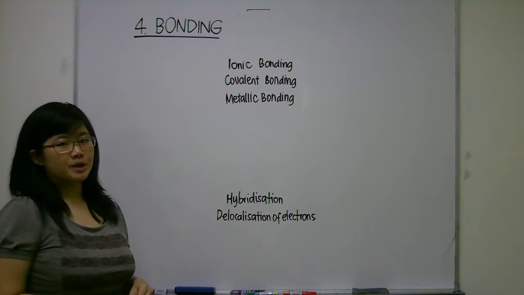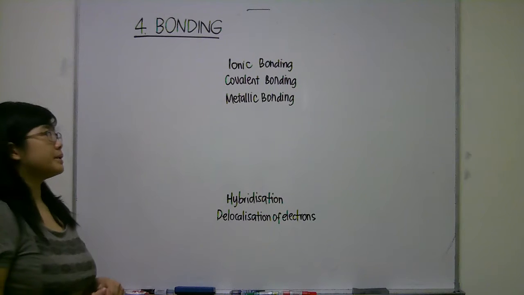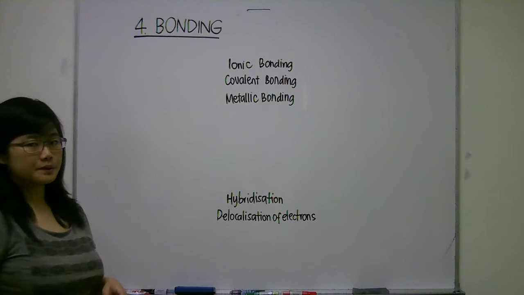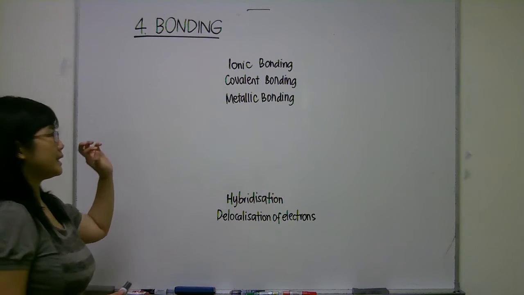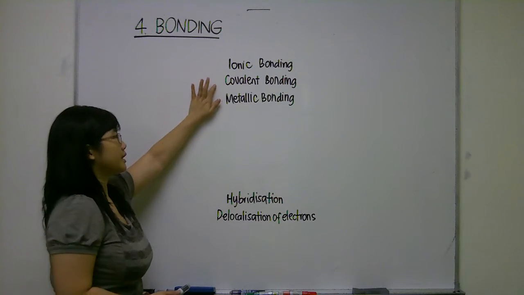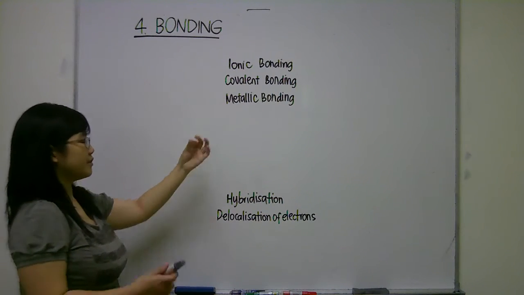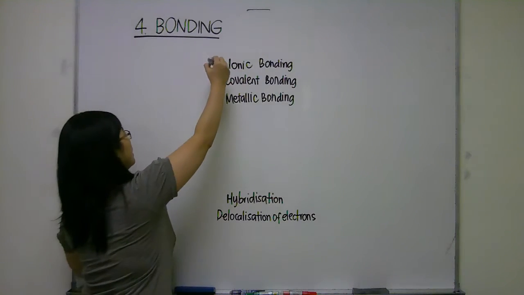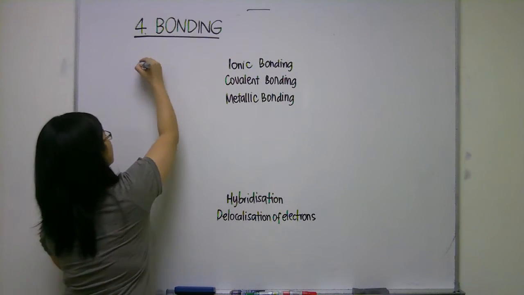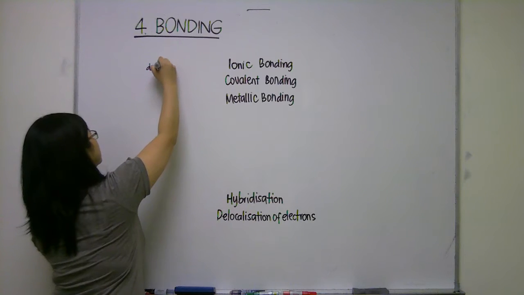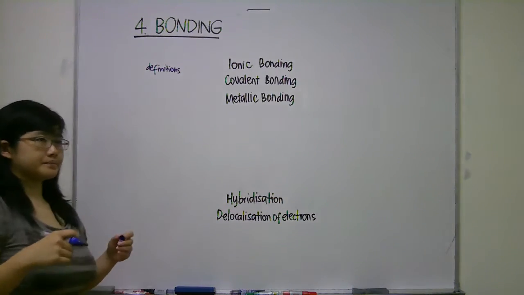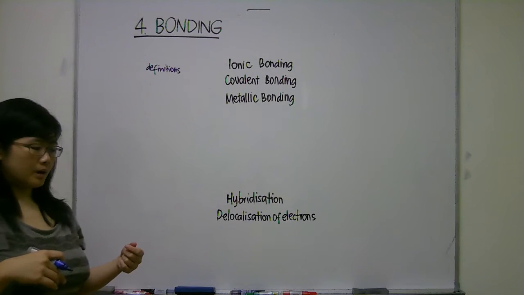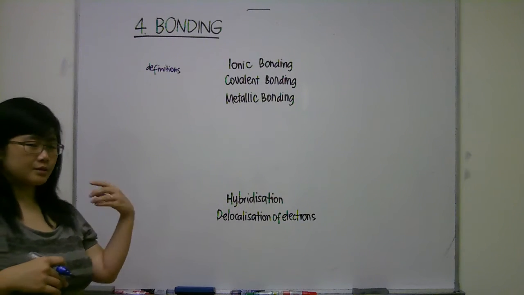Bonding is the fourth chapter in IB chemistry. Here we'll be discussing the different types of bonds that are present in the molecules or in the compounds, mainly ionic bonding, covalent bonding, and metallic bonding. For these three, we're going to be talking about the definition, and the type of elements that will give rise to this type of bonding.